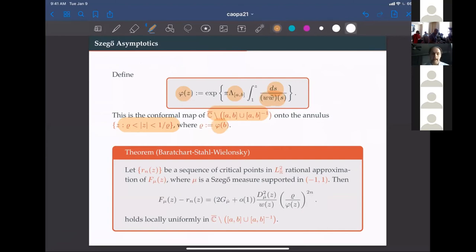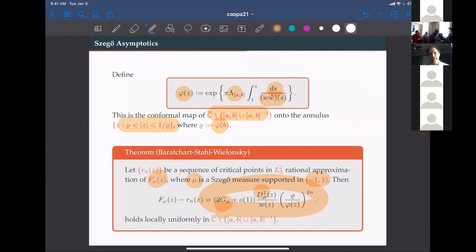In this case now, that's a theorem by Laurent Borchardt, Herbert Stahl, and Frank Wielonsky. Unfortunately, one of the authors passed away and two are in the audience. If you take now a sequence of critical points and L2 rational approximation of a Markov function, where the measure is a Zeigler measure on interval AB inside of -1, 1, then the rate of approximation can be quantified in the following way. You have your constant, which is the geometric mean.